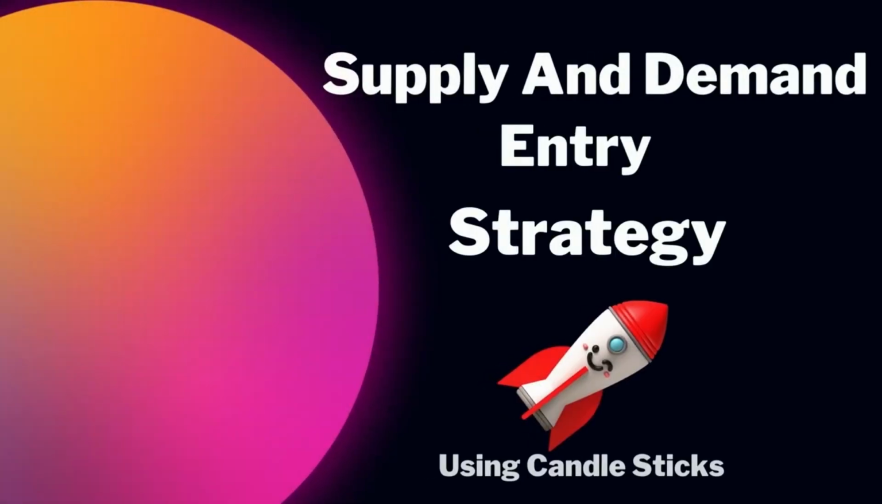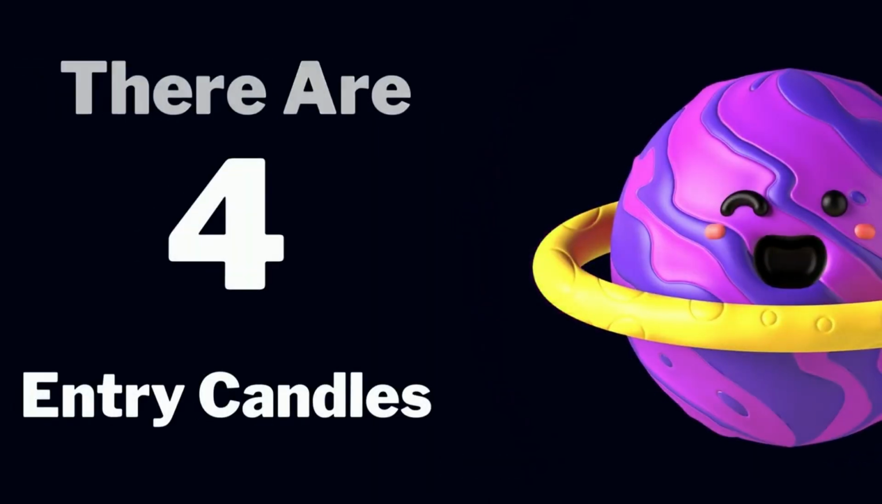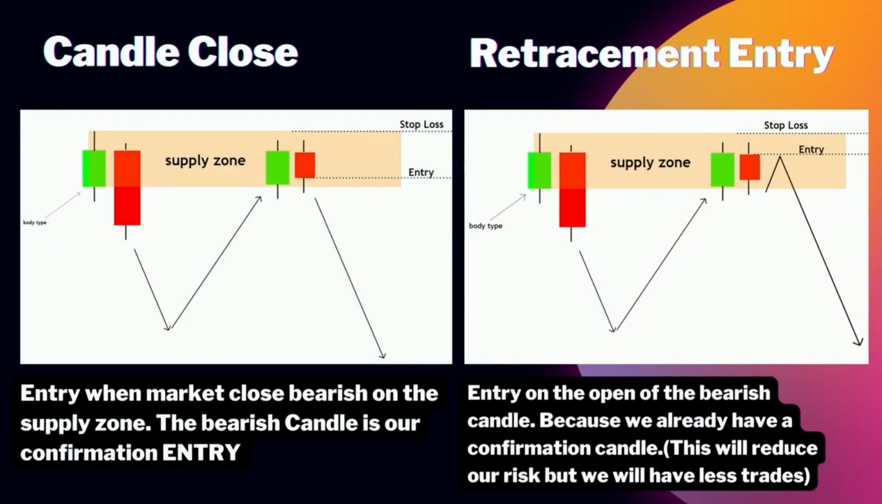In this chapter of the video, I'm going to show you supply and demand entry strategies in candlesticks. There are 4 types of entry candle strategies. Here's one. On the first one, we have our candle close, where our entry will be when the market closes bearish on the supply zone, and that candle will be our confirmation entry. The retracement entry is the same as the candle close, but our entry will be above the bearish candle close. In this case, it will reduce our risk, but we will have fewer trades to enter into the market.